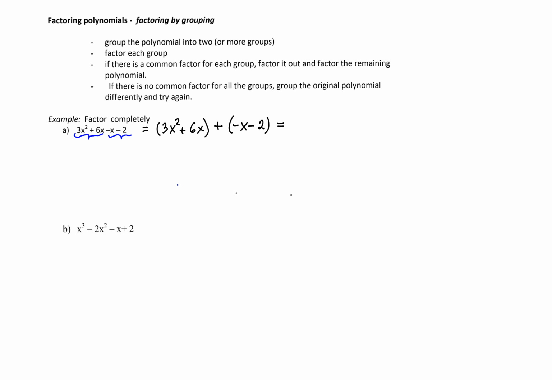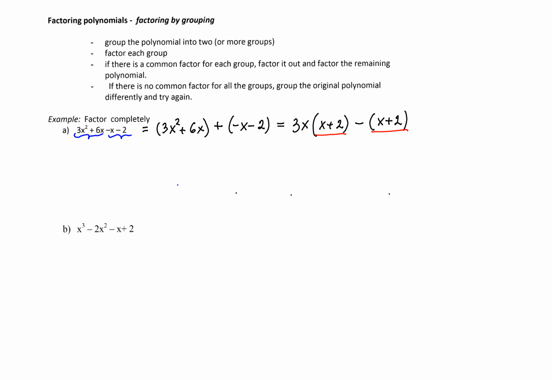From the first group, we can factor 3x, and what will remain is x plus 2. From the second group, we'll factor out negative 1, and we'll get x plus 2. So those groups factored, as you can see, yield the same factor x plus 2.